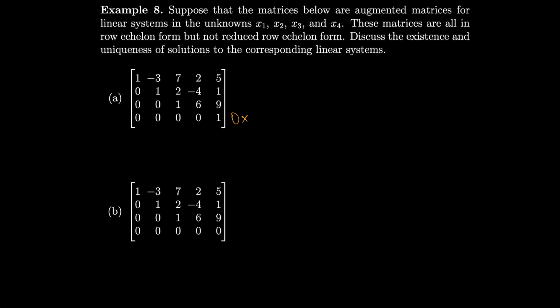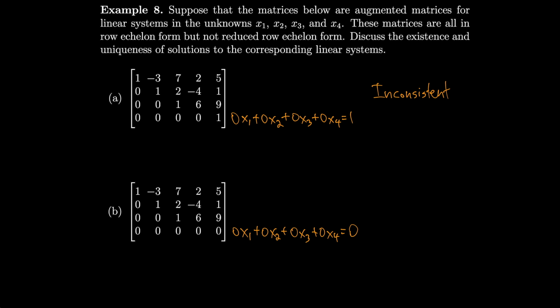What this basically says is that 0x1 plus 0x2 plus 0x3 plus 0x4 equals 1. So that's inconsistent. No solutions there. How about we look at the next one? We get 0 equals 0. 0x1 plus 0x2 plus 0x3 plus 0x4 equals 0, which is always true.